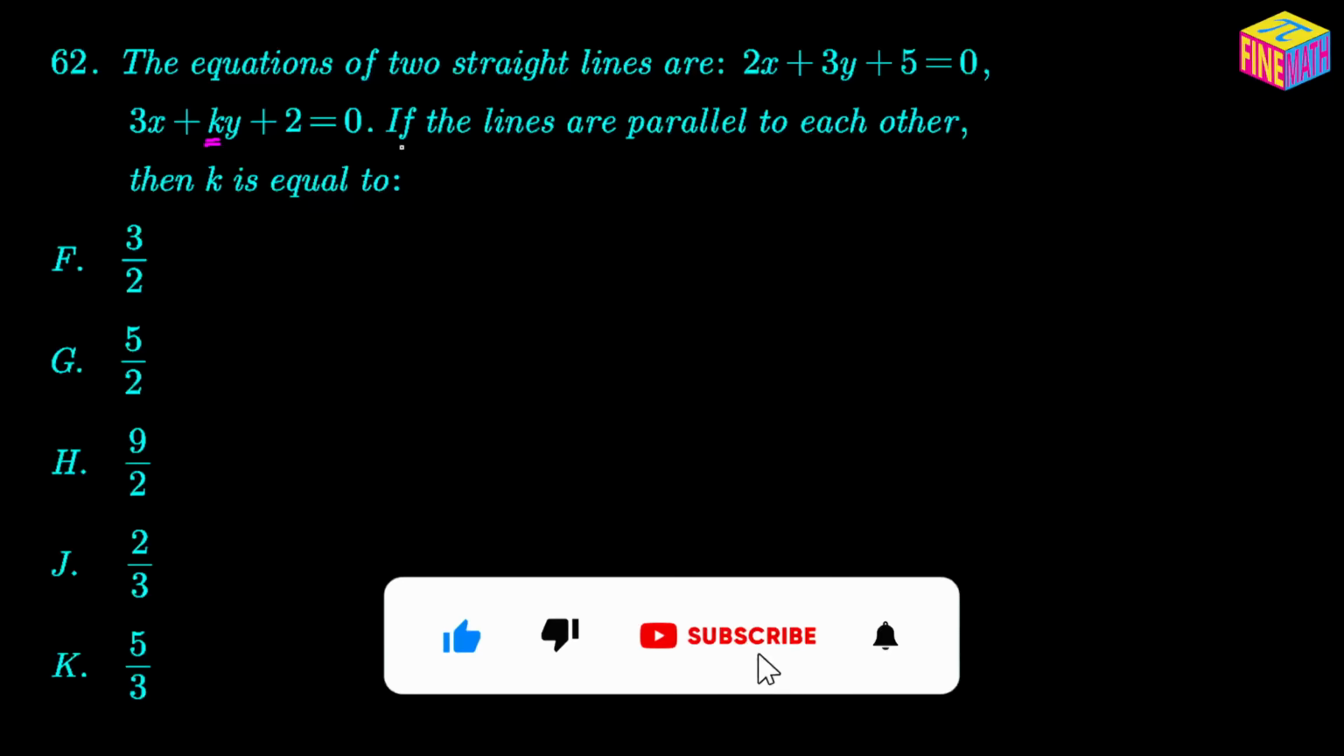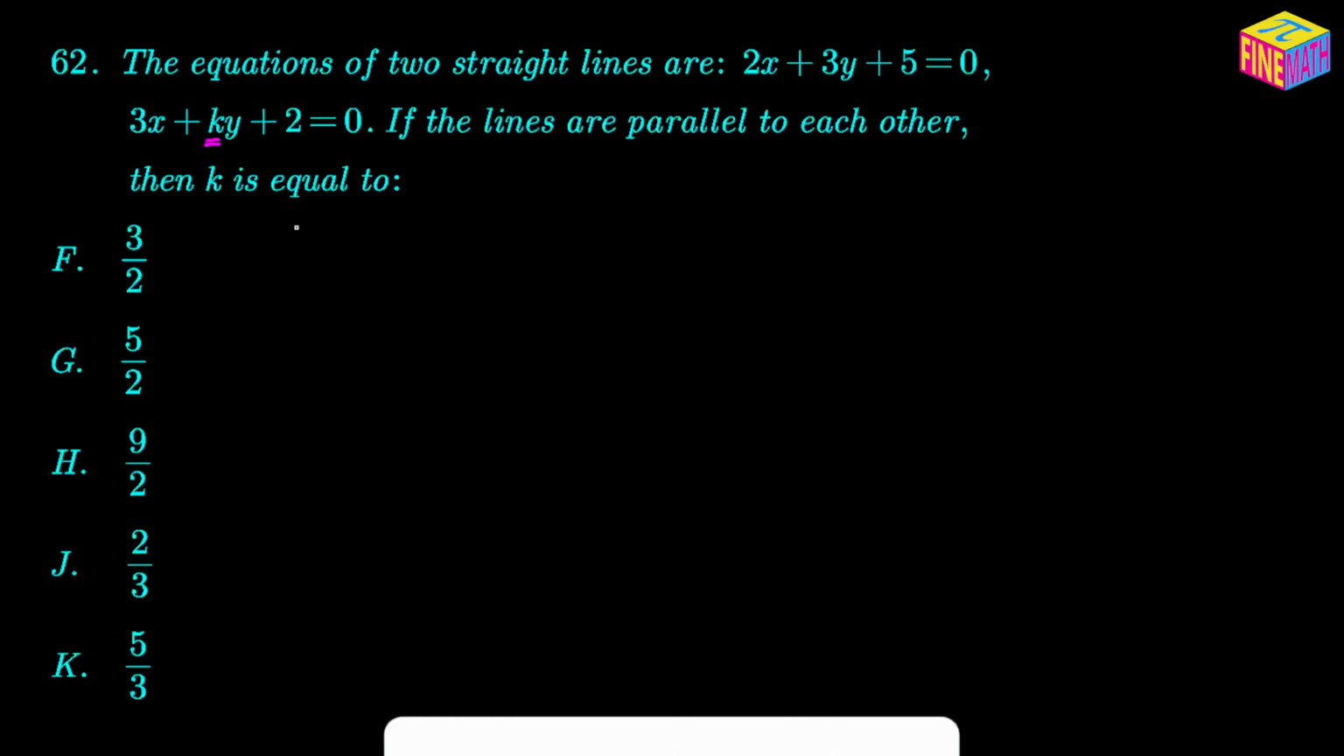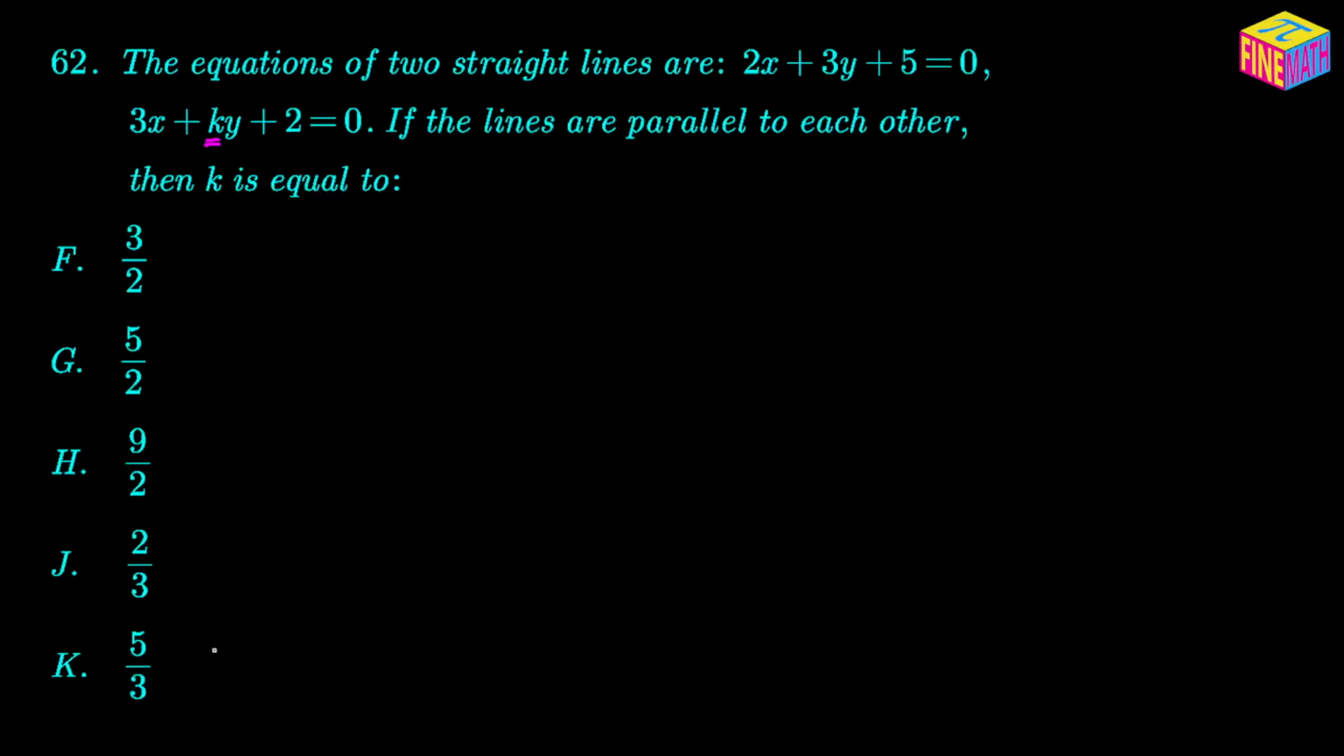So in the question we have been given that the lines are parallel to each other and we have to find out the value of k. We have been provided 5 options here. We have to figure out which one is the correct option for the value of k. Now for this type of problem, since we have been provided that the two straight lines are parallel to each other, that means their slope will be equal. That is the key information in this problem. If two straight lines are parallel to each other, they have the same slope.